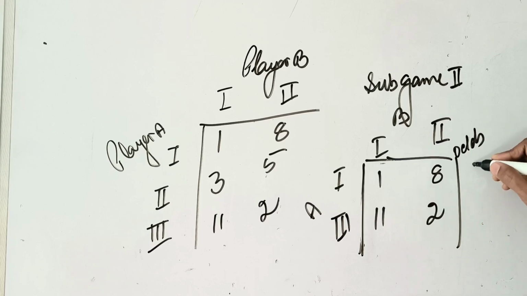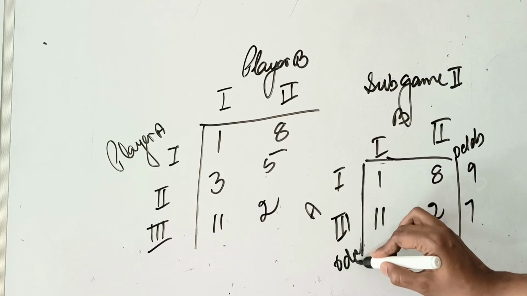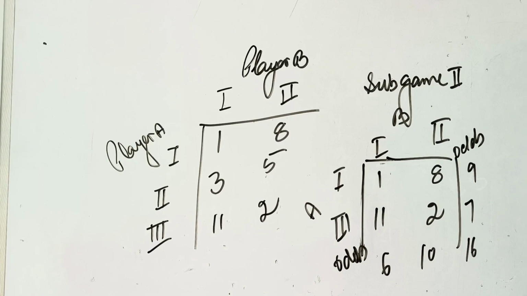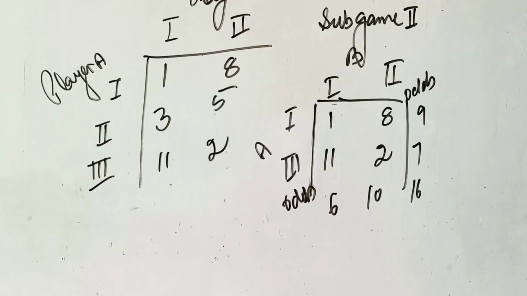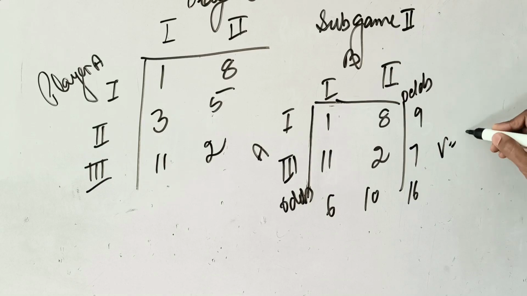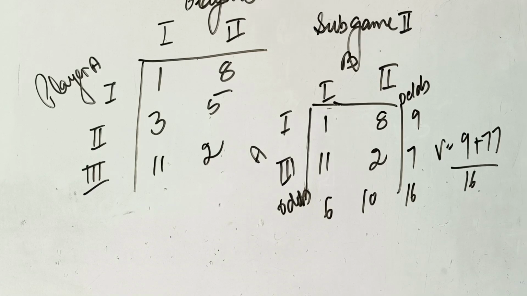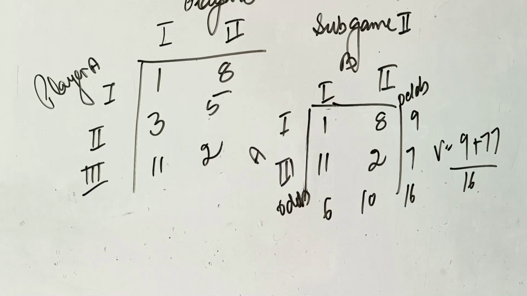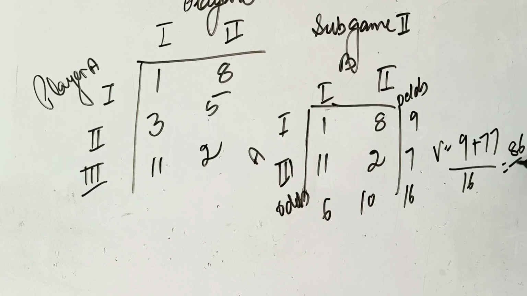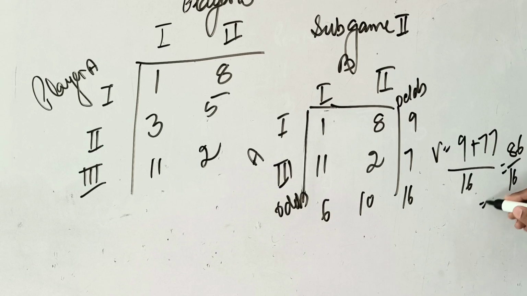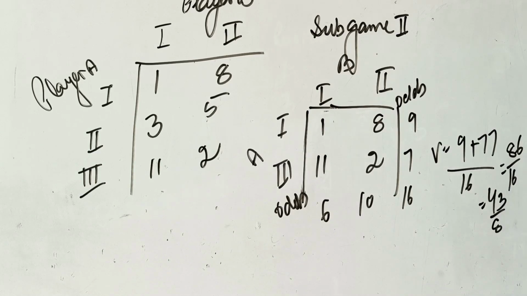So 11 minus 2 will be 9, 1 minus 8, 7, ignoring the negative signs. And odds 8 minus 2, 6, it will be 10. So total comes out to be 16. So value of game will be 1 into 9, that is 9, plus 77 divided by 16. So from here we will get the value of game to be 86 divided by 16. And if we solve it further, it comes out to be 43 by 8. So this is the answer of our second subgame, 43 by 8.